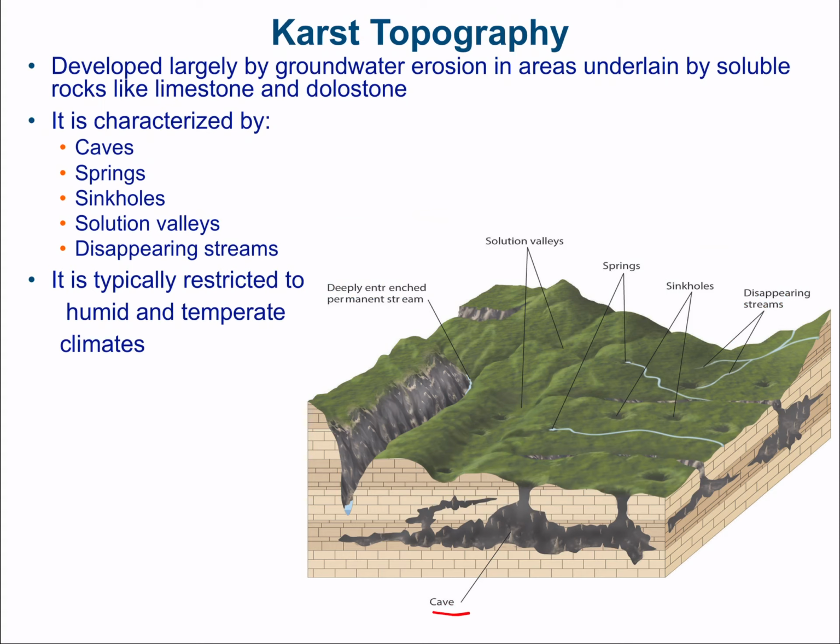So here showing your caves. Here you see your solution valley here and here. Circles indicate your springs. Underlines show your sinkholes. And then finally you have your disappearing streams.